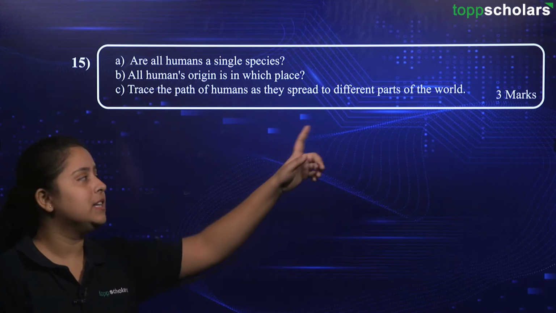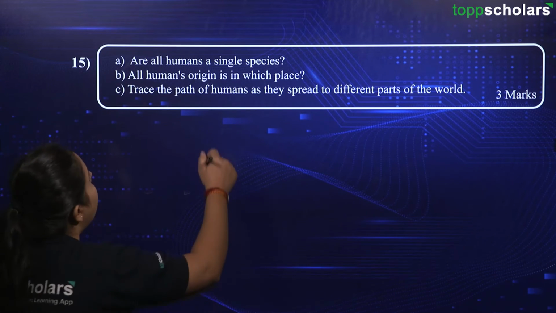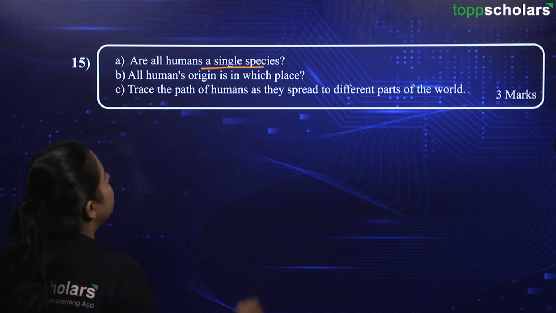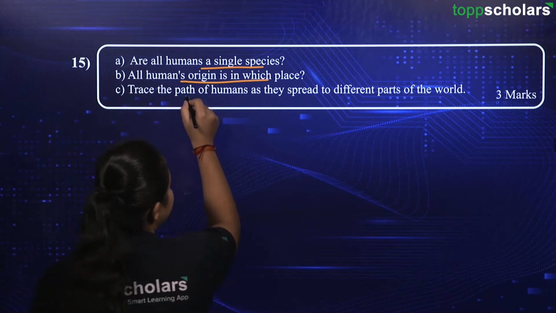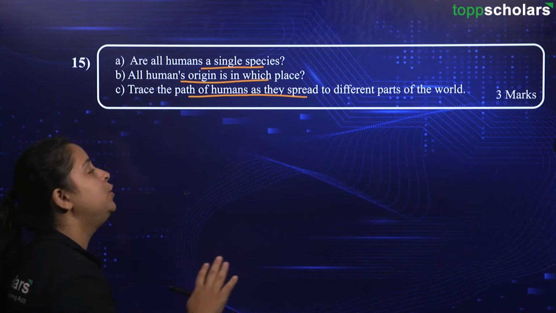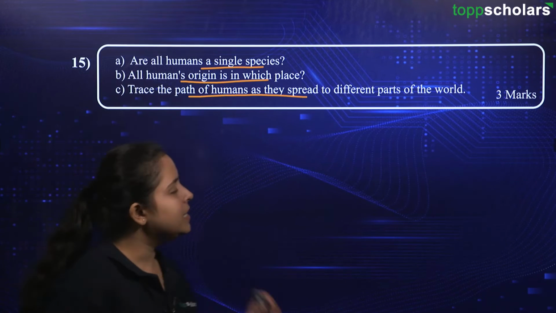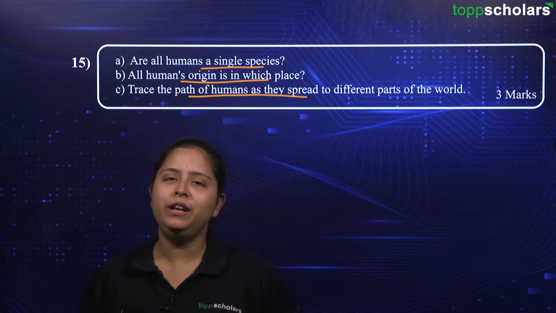Here is the question asked for 3 marks. The question says, are all humans a single species? All humans' origin is in which place? And third one is, trace the path of humans as they spread to different parts of the world. So, this question is coming from the topic of human evolution.